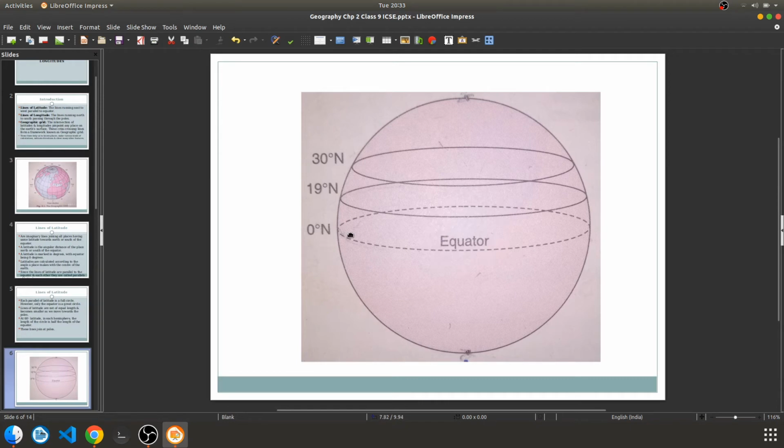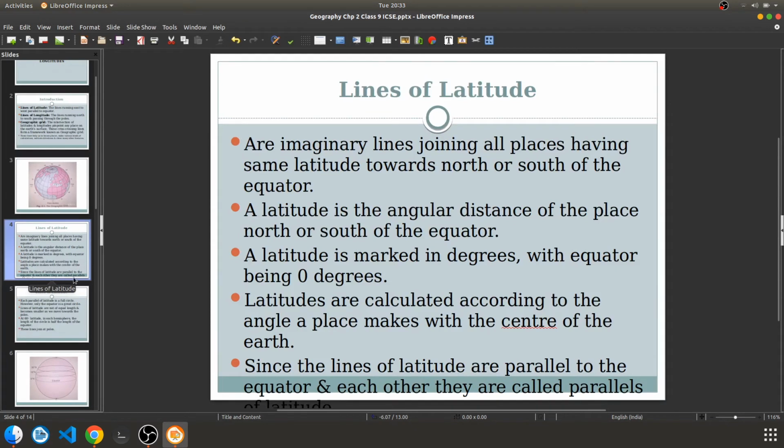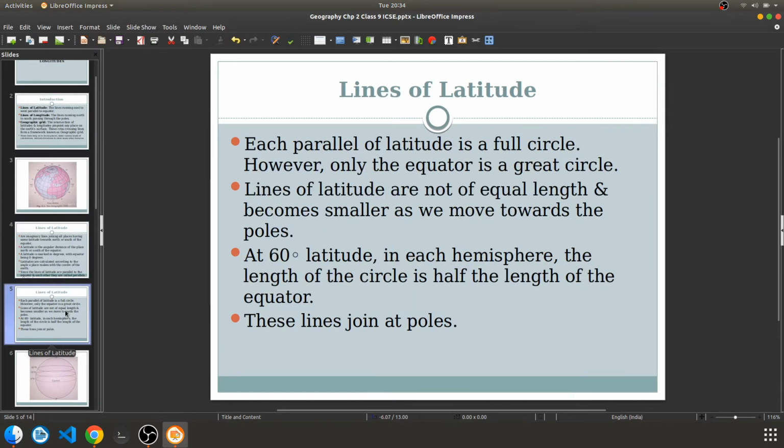Okay. So again I will say that these latitudes will be showing us the distance to the north side or the south. This will show the angular distance in the north or south of the equator. Each parallel of the latitude is a full circle, only the equator is a great circle. Lines of latitude are not of equal length and become smaller as we move towards the poles. At 60 degrees latitude in each hemisphere, the length of the circle is half the length of the equator.